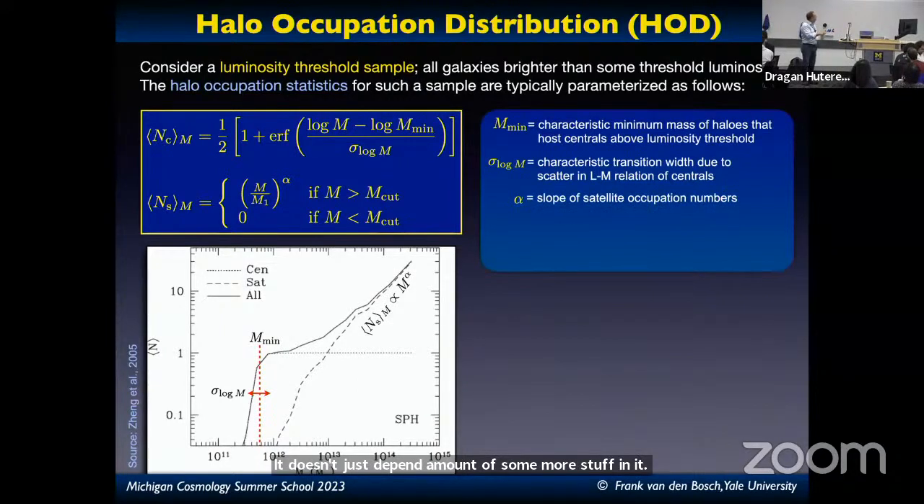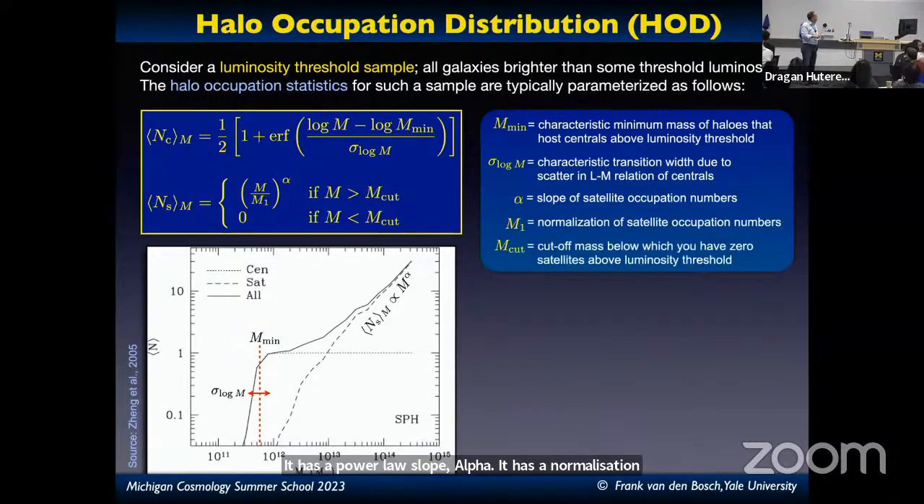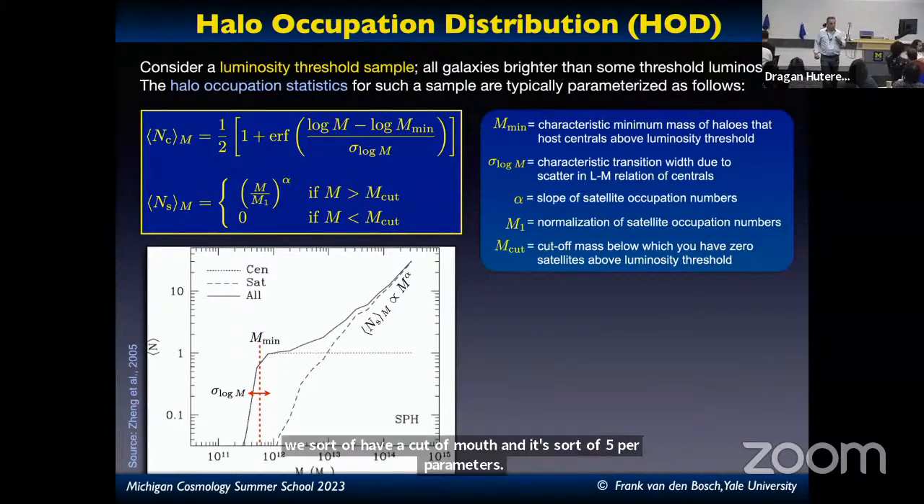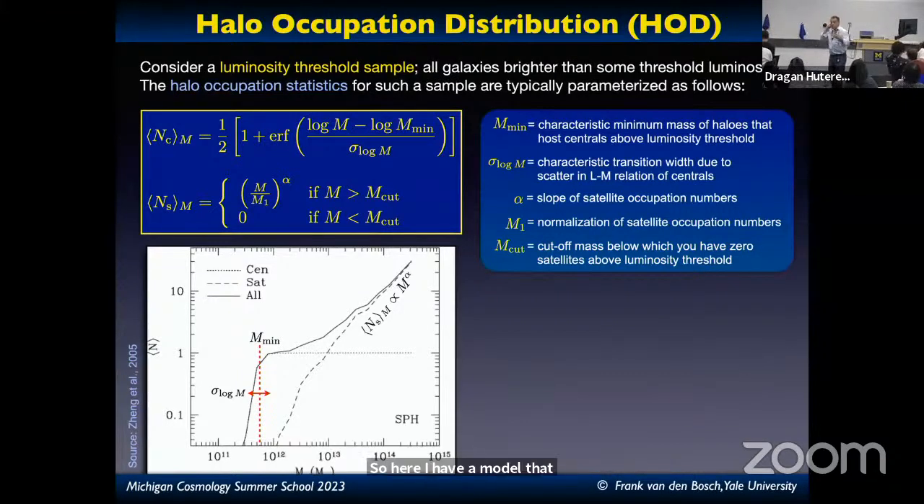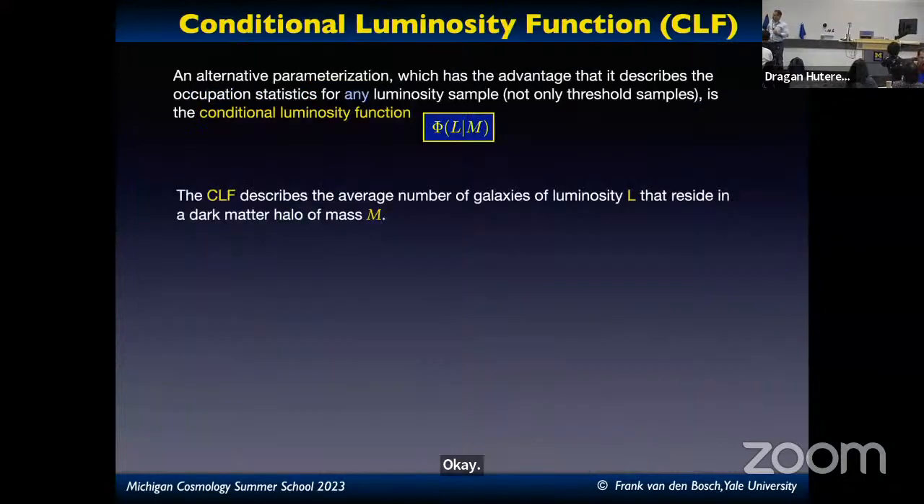And then if you look at the satellites here, it sort of looks like a power law. So let's assume it's a power law. It has a power law slope alpha. It has a normalization m1. And typically we sort of cut it off here because we don't want to have this thing extend all the way down here. So we have a cutoff mass. And it's sort of 5 parameters. So here I have a model that describes the occupation statistics of halos with 5 parameters. And this is a very popular model.